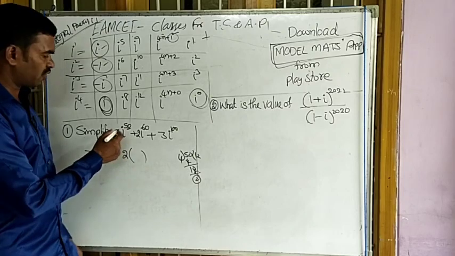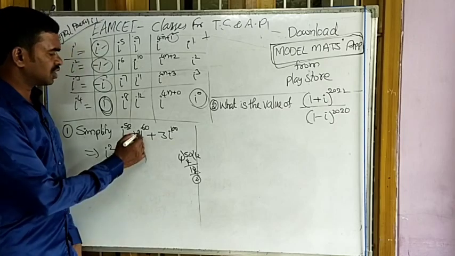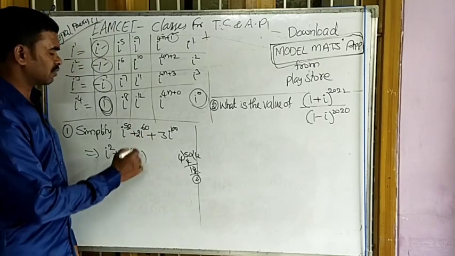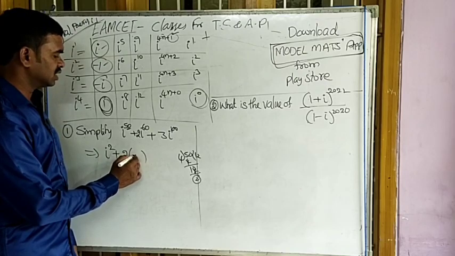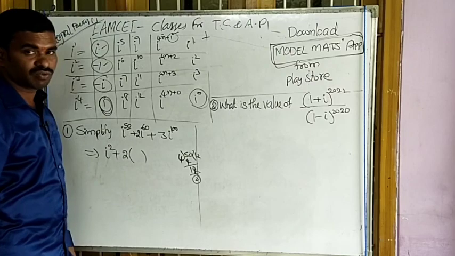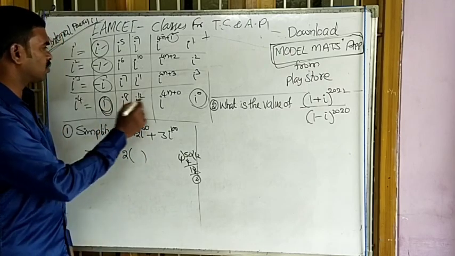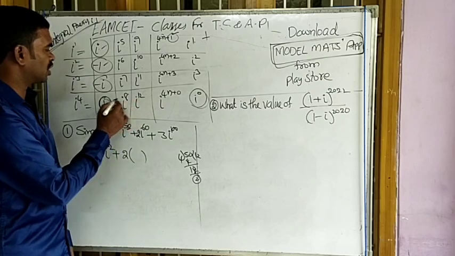i to the power 50 means we can write i squared. And 60 means it is a 4 multiple, am I right? So directly we can write 1. Why can we write that? This is a 4 multiple. If it is a 4 multiple, the answer is 1.